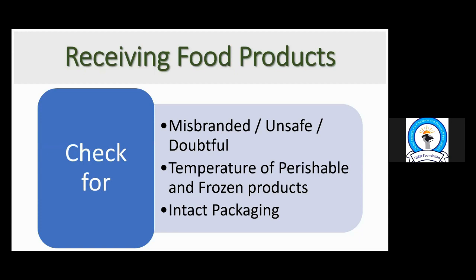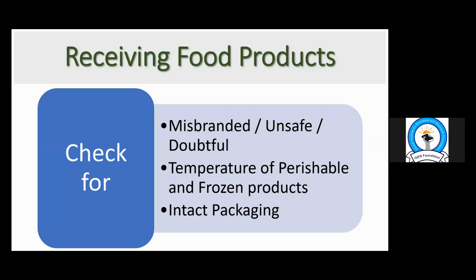Expiry date, manufacturing date, best before date, batch number, lot number, FSSAI logo. You need to check the FSSAI logo, and the company's registration number has to be there. So these are things which are to be checked to ensure that you are keeping safe food items only in your shop.